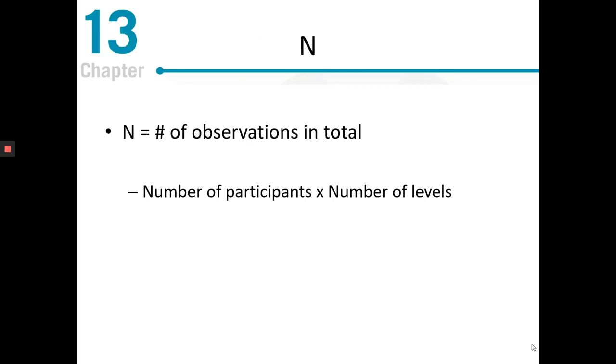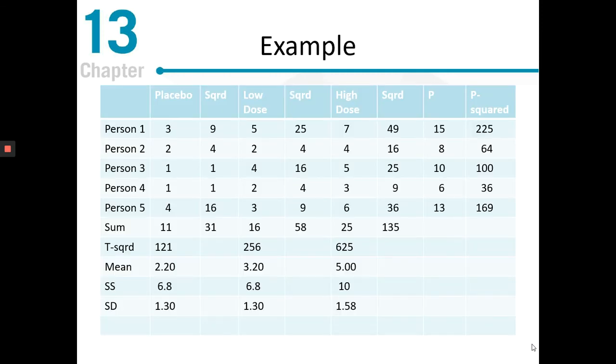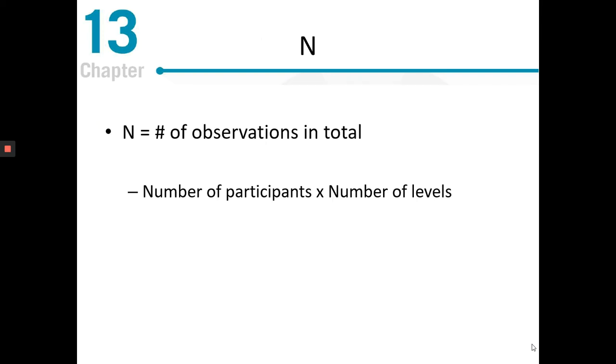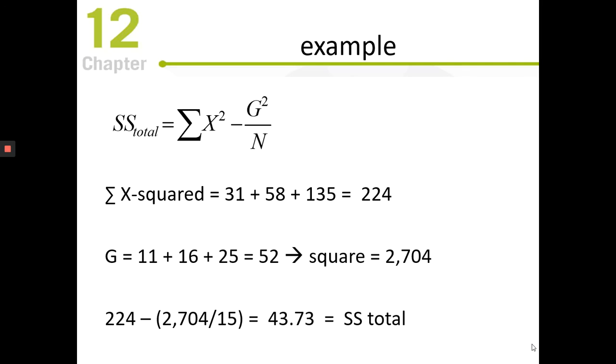Again, capital N is the total number of observations of the DV. In this case, we have 5 people measured 3 times: placebo, low dose, high dose. 3 times 5 is 15. So capital N is 15. By the way, capital N was 15 also for the other study in our one-way ANOVA using the same data. We just had 3 groups of, I'm sorry, 5 people. So 15 is the same.